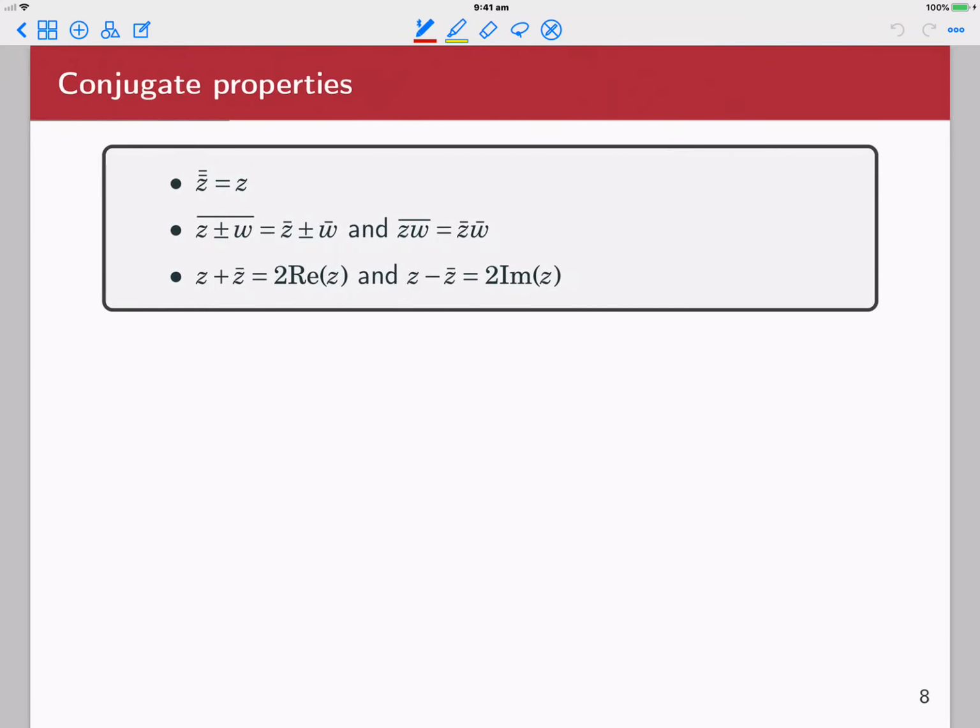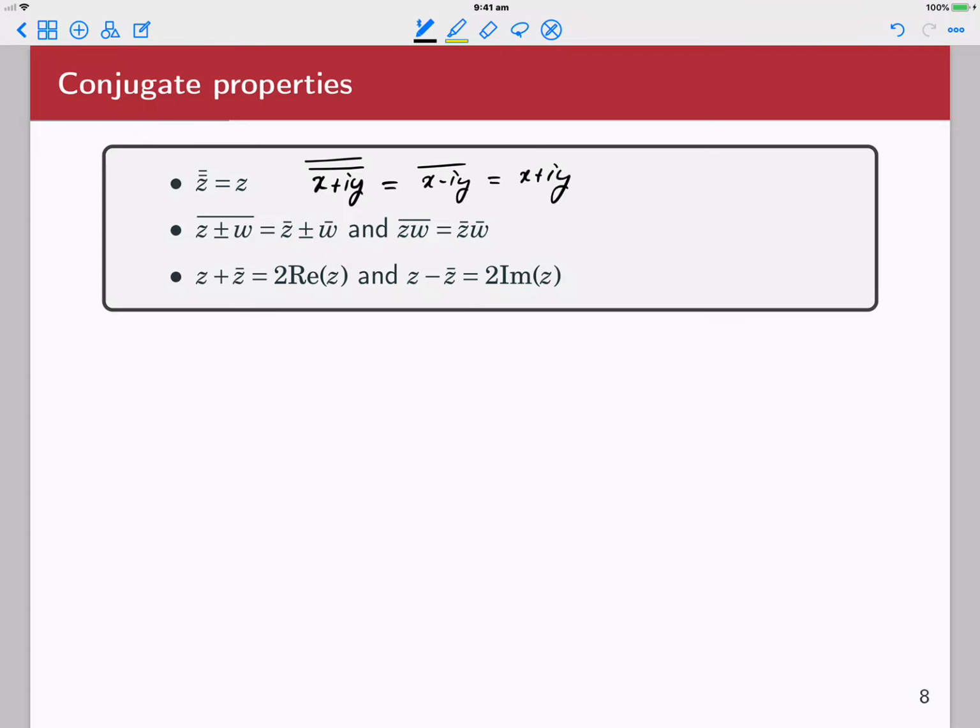Okay, here are some properties of the conjugate. Some of these are quite straightforward. The first one says that if you take a complex number and apply the conjugate to it twice, you get back the same complex number. I think that one's fairly straightforward to see why that's true. Let's say the complex number z is x plus iy, the standard convention. If I take the conjugate one time, I get x minus iy. Then if I take the conjugate again, I get x plus iy. So obviously I go back to where I started from.